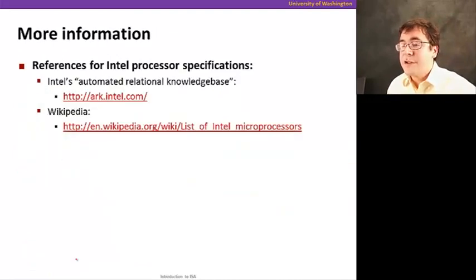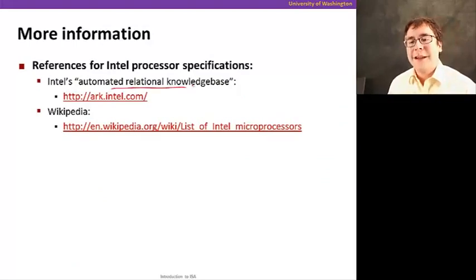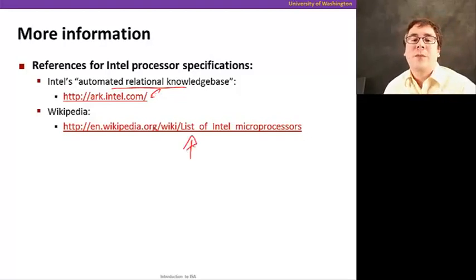Okay, if you're interested in learning more about the specifics of Intel's architecture, you can go to the Automated Relational Knowledge Base, great name, that's available on Intel's website. You can also look at the list of Intel microprocessors on Wikipedia, which is great to get more historical information as well.